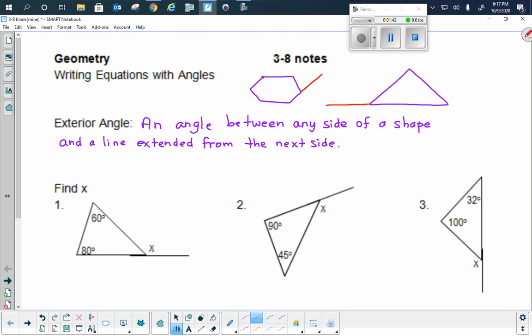it, then by definition of what it says here, right? It says it's an angle between any side of a shape and a line extended from the next side. Well, the red is the line extended from the next side, so it's between the shape and that extended line. Those that I drew, I'm not saying they're equal, so I'll maybe make them marked a little bit different, but those that I just drew there in blue are what are called exterior angles. Okay?